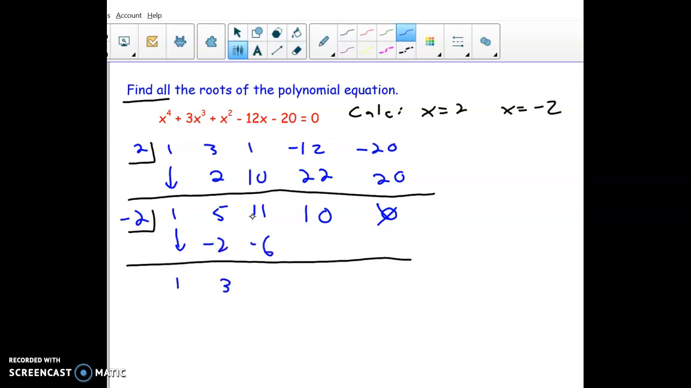Sorry, I'm going kind of fast because I feel like we've done this a bunch. Multiply with the window, add, multiply with the window. Okay, and we get 0. So cross that off. So we are left with x squared plus 3x plus 5.